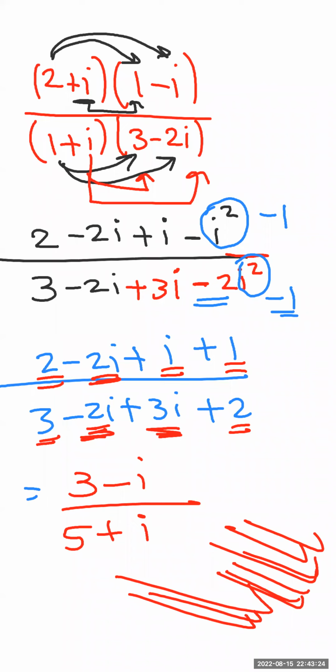Let me revise this question one more time, please. Here we multiply this one by this one. 2 times 1 equals 2. 2 times a negative i is negative 2i. Then plus i minus i squared over the denominator. It will be 3 minus 2i plus 3i minus 2i squared, which will equal 3 minus i over 5 plus i. Yes, we are correct.